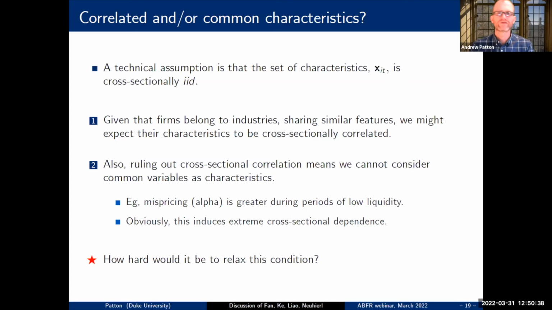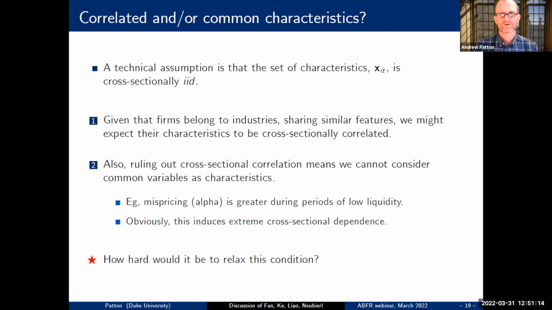A bigger comment there. I imagine that allowing for some cross-sectional correlation is not super hard. But the cross-sectional IID restriction rules out, I would imagine, strictly allowing for common variables as characteristics, for example, market-wide measures of liquidity or volatility or recession indicators. These are types of things that have been shown in other papers to be correlated with things like mispricing. So I imagine that common characteristics would be ruled out or hard to allow for, but if it was, it'd be interesting to see if that condition could be relaxed.